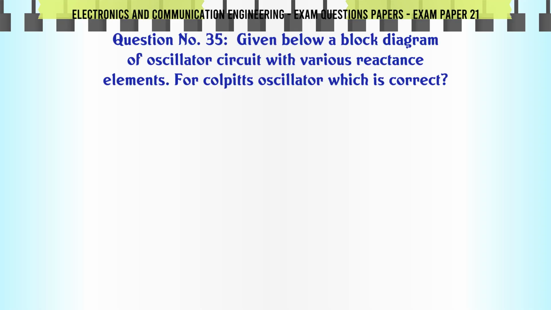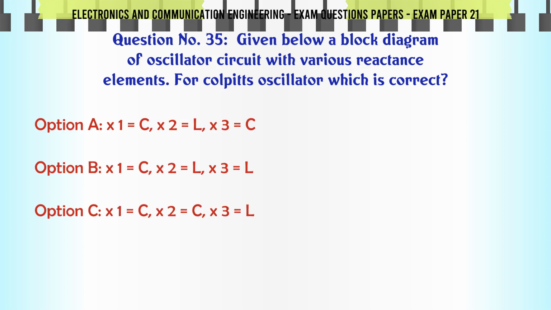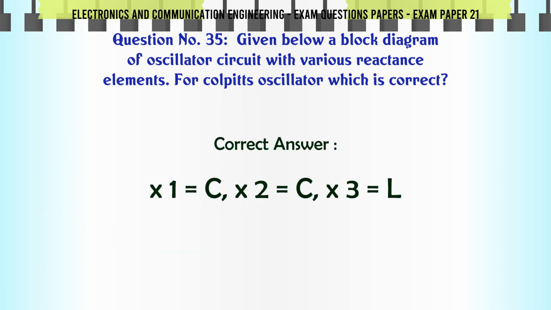Given below is a block diagram of an oscillator circuit with various reactance elements. For a Colpitts oscillator, which is correct? A, X1 C, X2 L, X3 C; B, X1 C, X2 L, X3 L; C, X1 C, X2 C, X3 L; D, X1 L, X2 C, X3 L. The correct answer is X1 C, X2 C, X3 L.